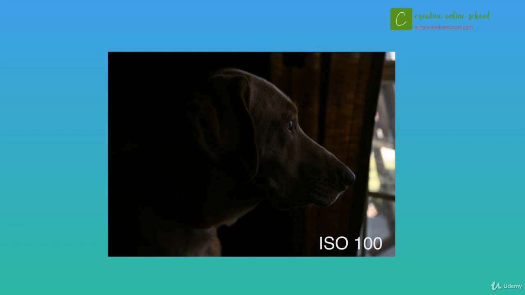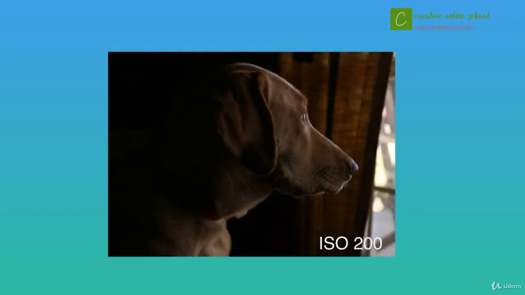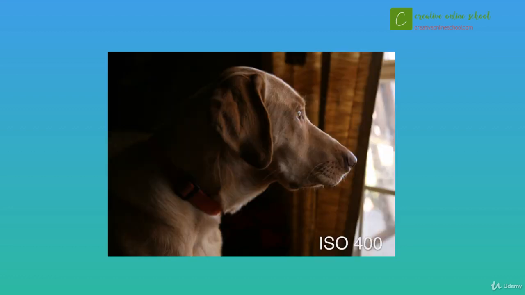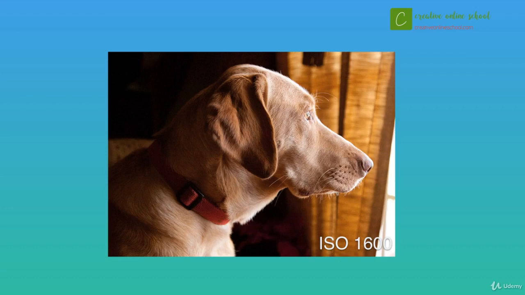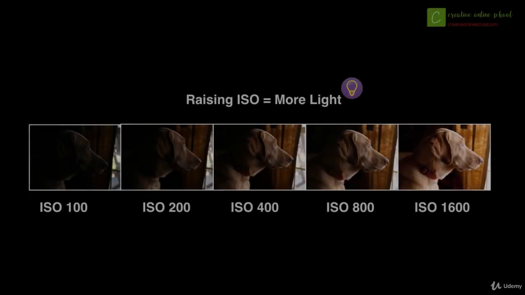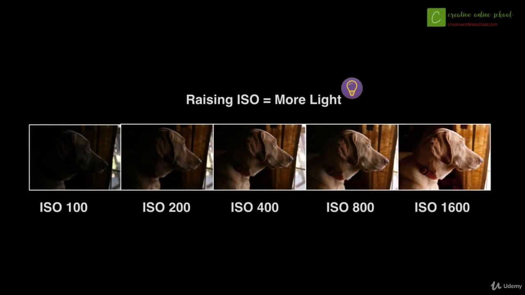Here's a visual of my dog in a room with a porch facing a window. Set at ISO 100, you just see the bridge of his nose and specular highlight in his eye. As I raise that ISO to 200, you get a bit more light. 400, a bit more. 800. And finally 1600, you see that he comes into even more light. So with this visual we can see just by raising our ISO number in our camera, we're getting more light as we do so.